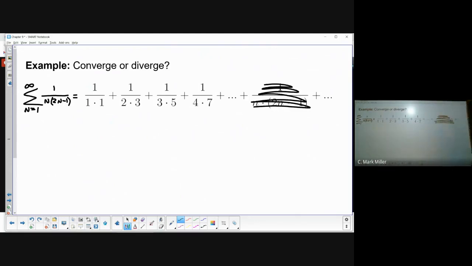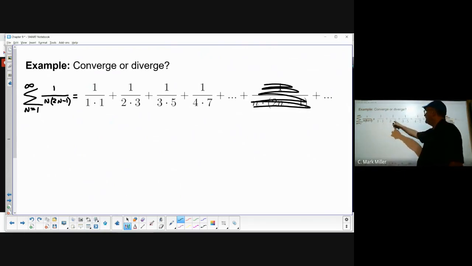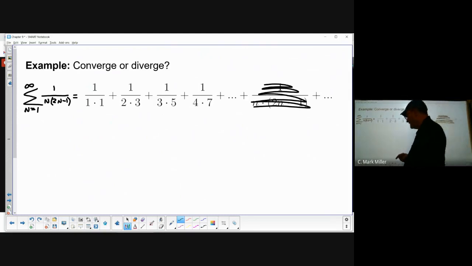Now, to make this harder, suppose you weren't given that. You'd have to discern that pattern from this pattern. But you see in every case down here that you have numbers 1, 2, 3, 4, and the second number in the denominator is 1 smaller than 2 times that. And so that's 2n minus 1. So pick up that pattern.